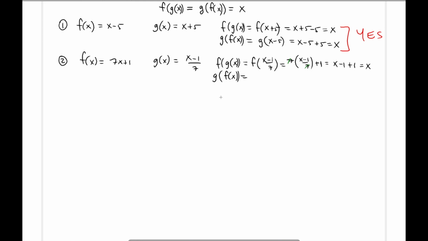Okay? Now, g of f of x means that we're finding the g of what? Of the entire f of x, which is 7x plus 1, right? That's the input of the g this time. So we're going to replace this lone x with the 7x plus 1.